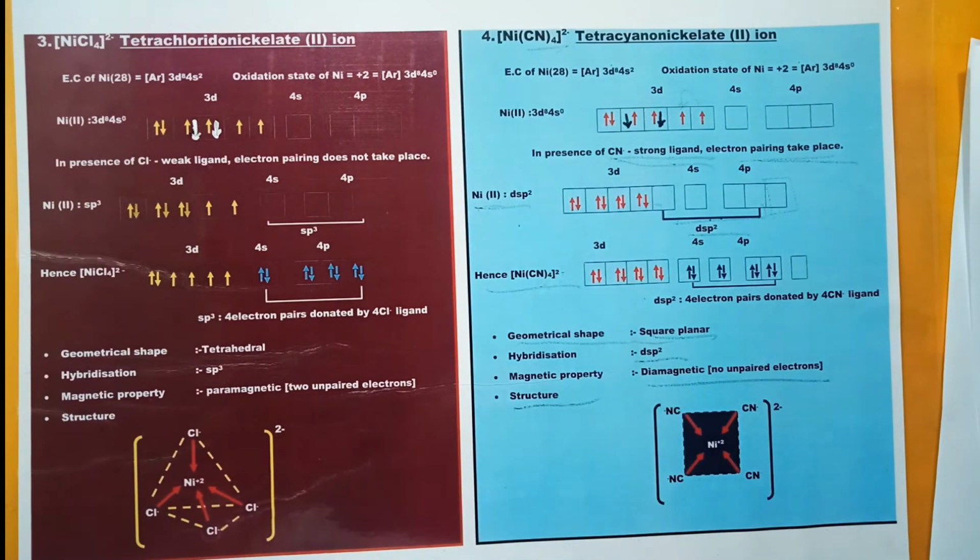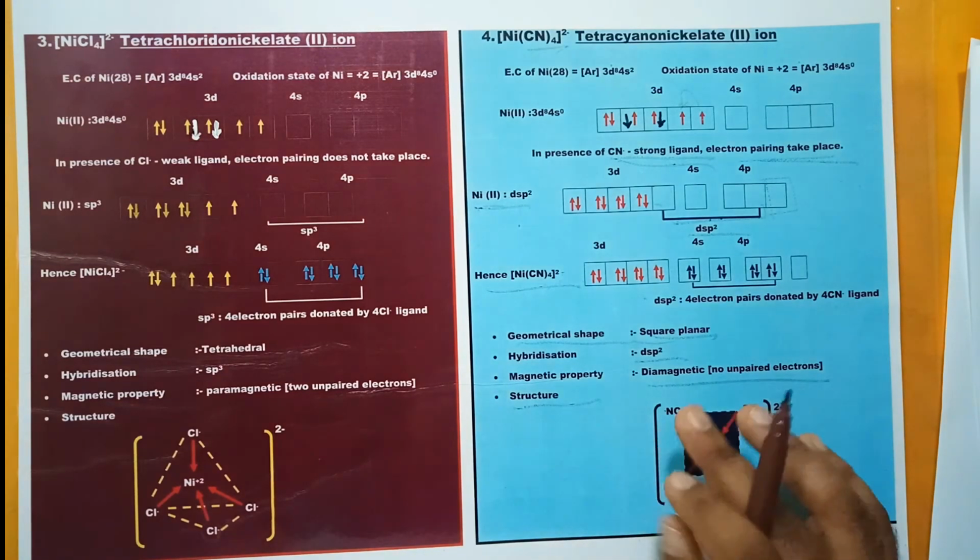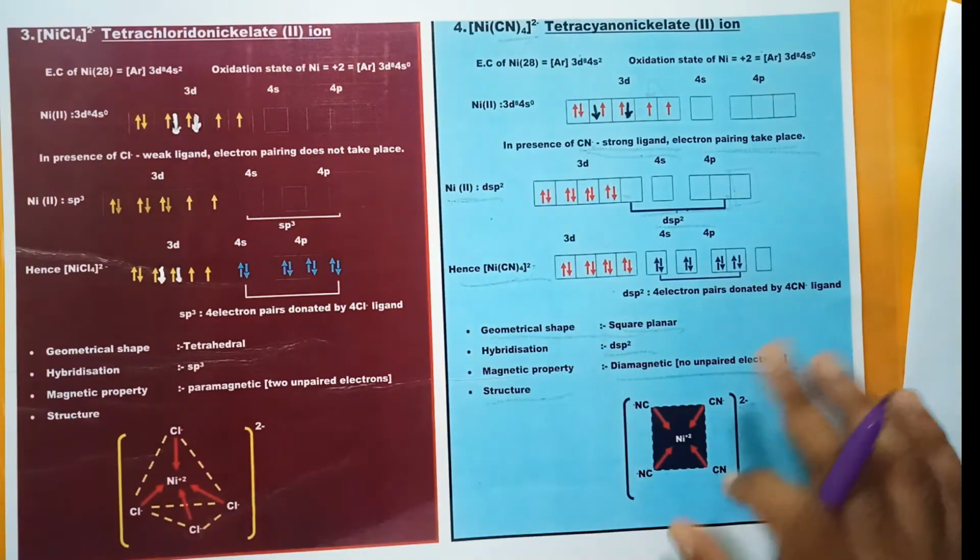So here is the structure. The central metal atom is nickel, surrounded by the 4 ligands which are present at the corners of this square, and there is a 2- charge present on the coordination sphere. Is it clear friends? Yes friends, that's all for now.